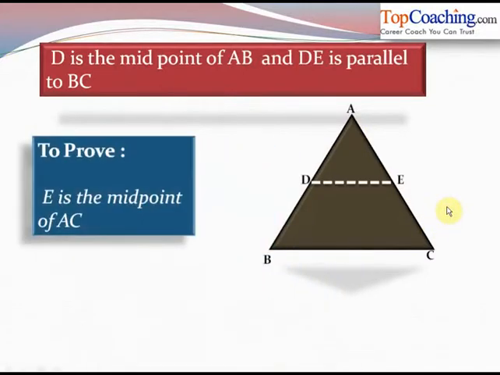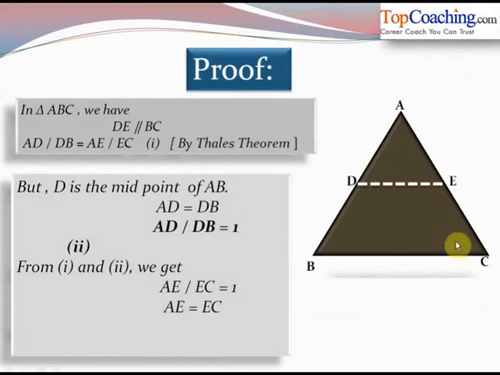Now what do we have to prove? We have to prove that E is the midpoint of AC. So E bisects the segment AC. Now this is the midpoint theorem, and it says that if we draw any line from the midpoint of any side, let us say that is AB, and this line is parallel to this side BC, then this line intersects AC at its midpoint, which is E. So the point of intersection is nothing but the midpoint of the side AC. So let's look at the proof of this theorem.